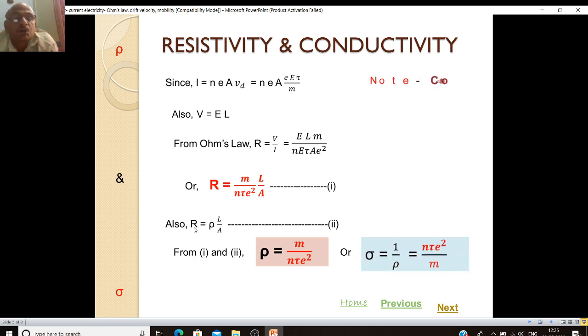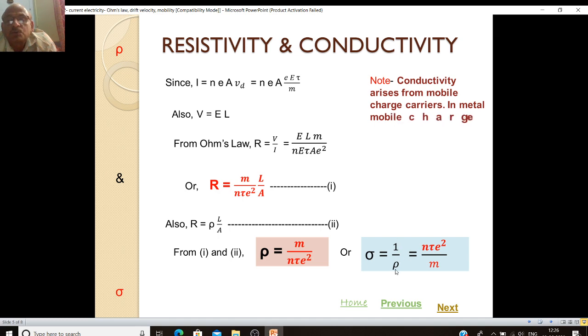From the definition of resistance, R equal to rho L by A. So from these two equations, rho equal to m by n e squared tau. So conductivity equal to 1 by rho, that is n e squared tau by m. Here the conductivity arises from the mobile charge carriers.